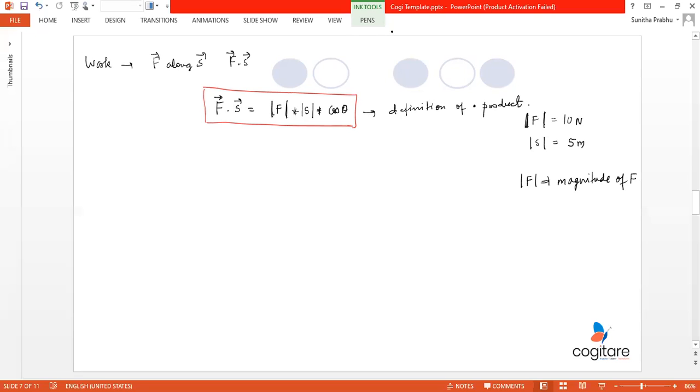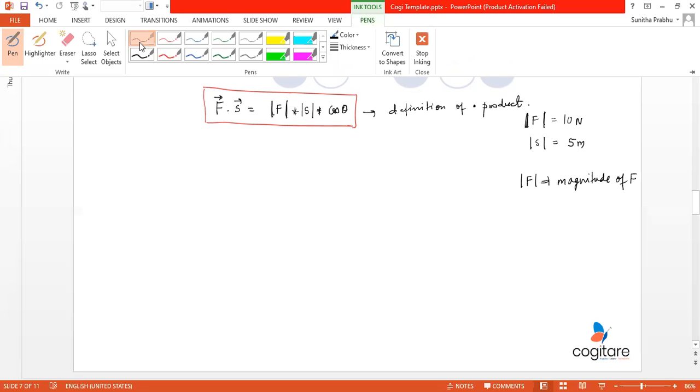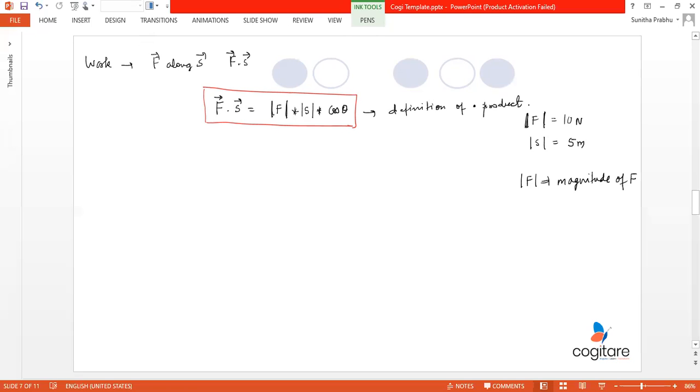Okay, then we'll say, you told us that in vectors there are two things. One is called dot product, one is called cross product. Where is that cross product going to be used? Okay, then you look at this.